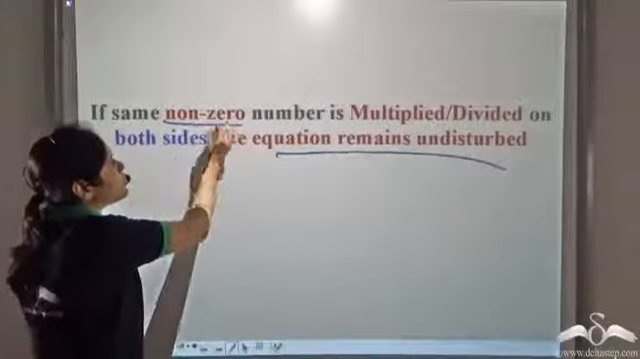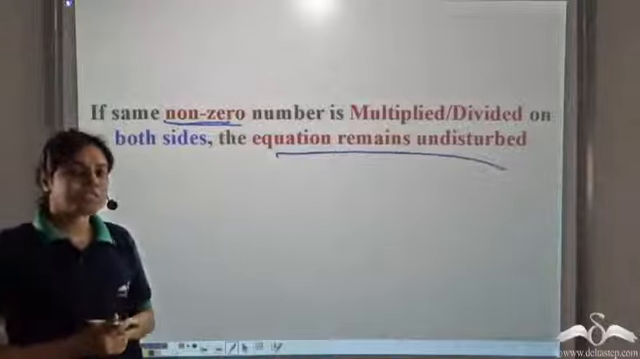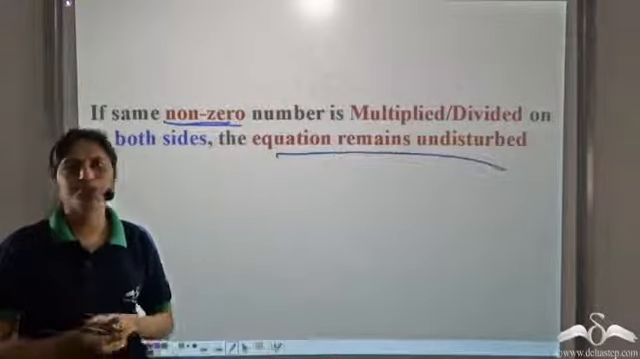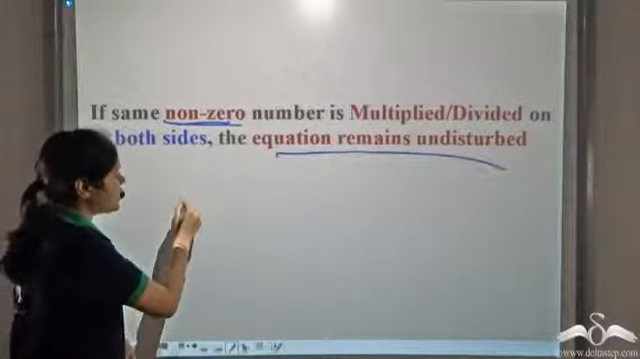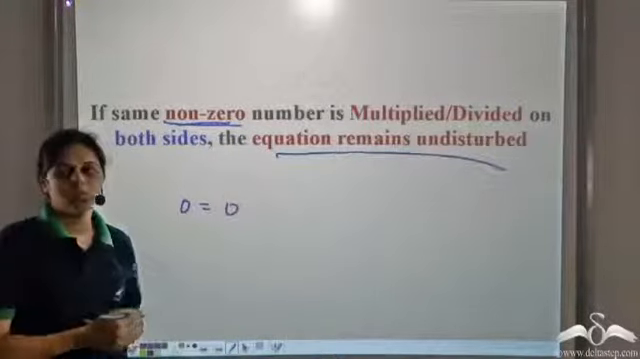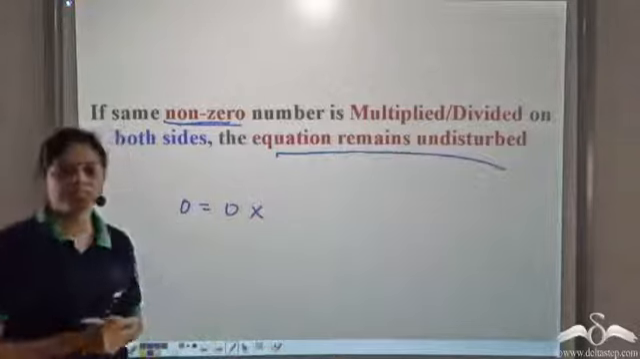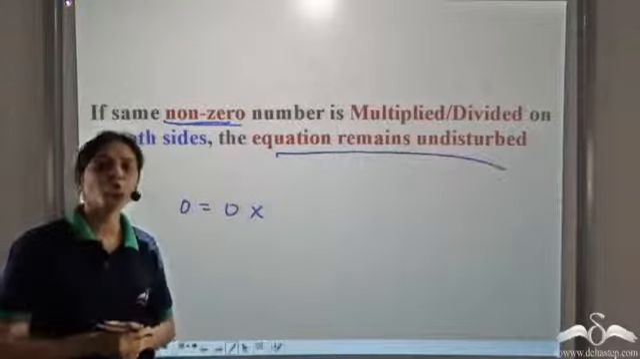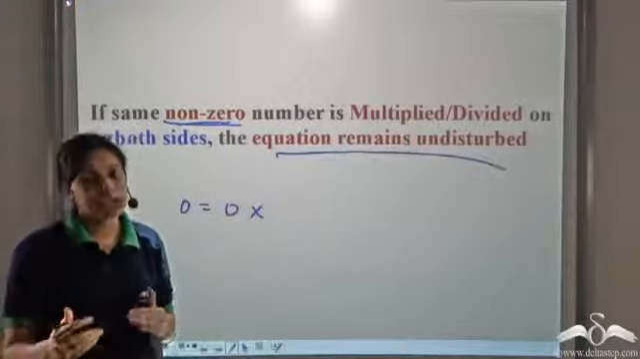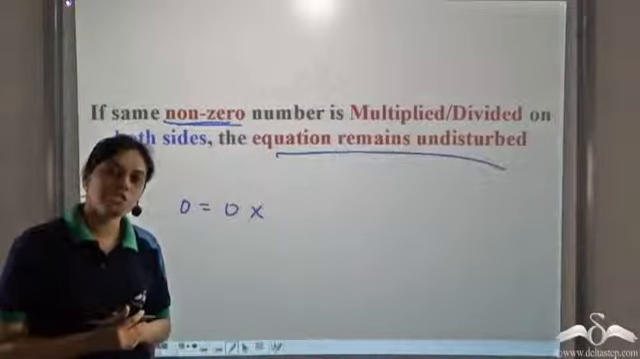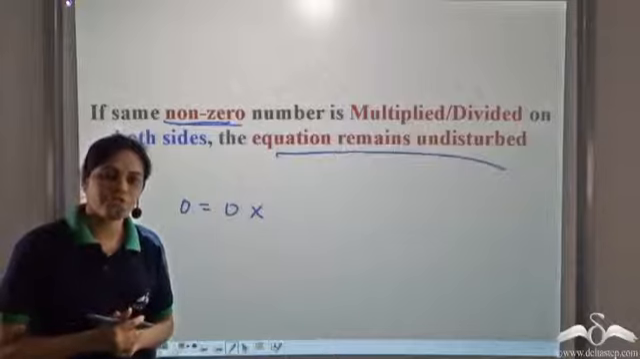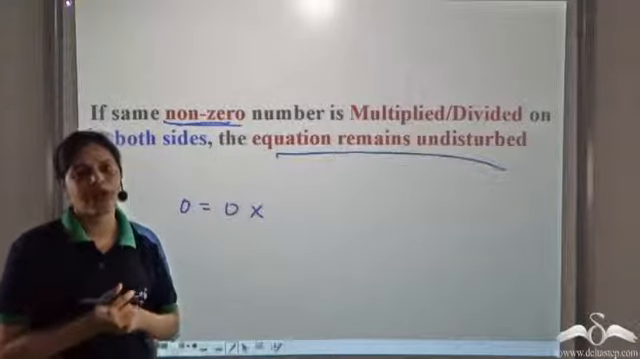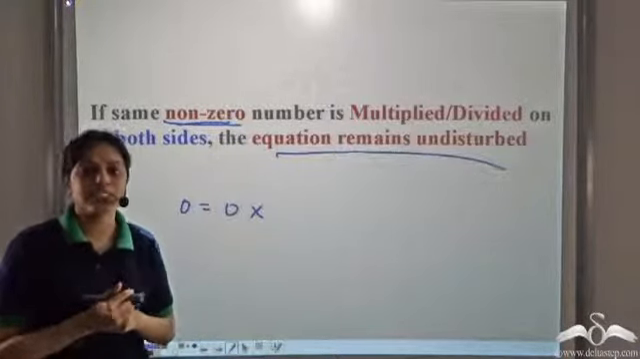Now, why non-zero number? Because division by 0 is not possible. We already know that. And if we multiply by 0, we get 0 is equal to 0, which does not make any sense. So, we can multiply both sides of an equation by a non-zero number. Also, we can divide both sides of an equation by a non-zero number. And the equation remains undisturbed.